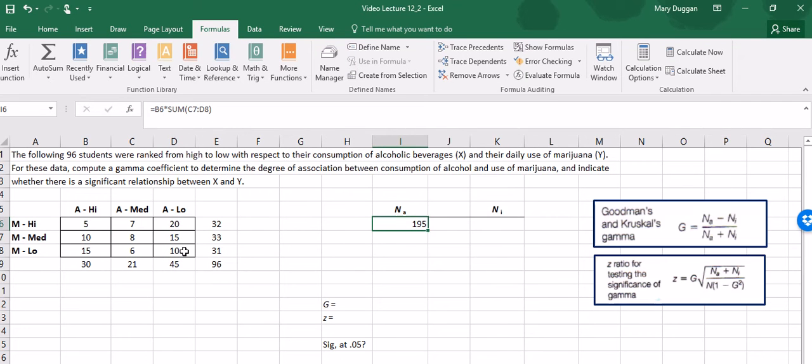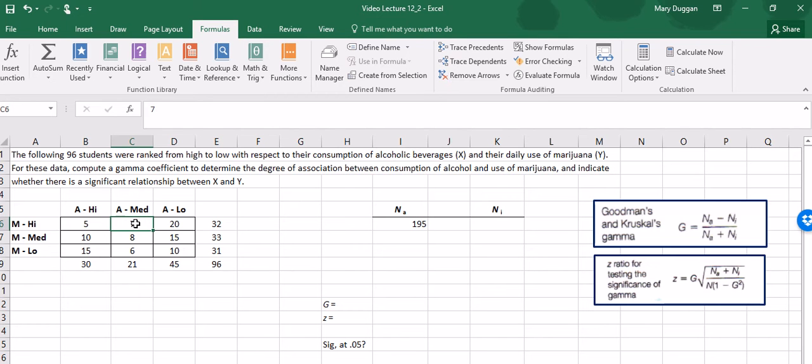And I end up with 195. Now that's not all of the agreements. That's only the agreements that happen to be with the medium or the high group. And so what I'm going to do is move over one cell to the group that's high on marijuana but medium on alcohol.